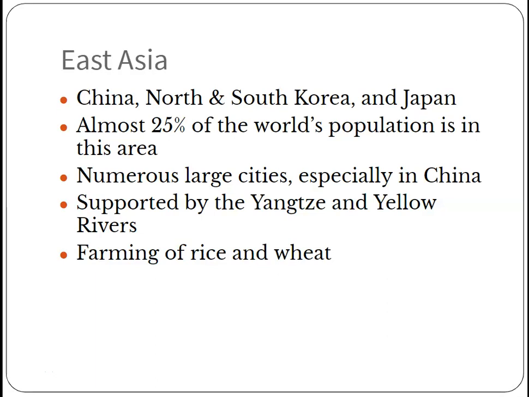Okay, so we have the Yangtze and the Yellow Rivers, very large river systems that are then going to provide fresh water, power in terms of dams on these rivers, as well as access for farming. In fact, there's a lot of farming in Eastern Asia, both in terms of rice and wheat. Even though you have a lot of large cities, you have a lot of people living in rural areas, more farming communities, again, that rice and that wheat. So you do have a large urban population, but a lot of people are not in urban areas.